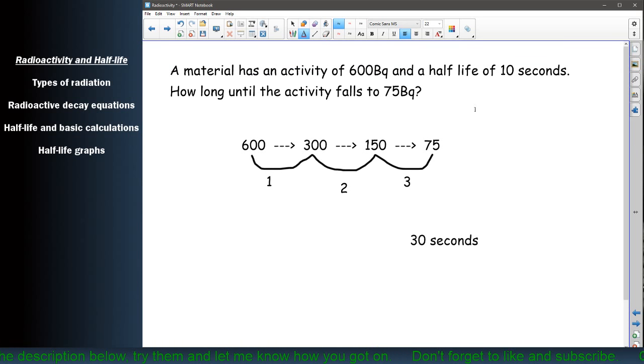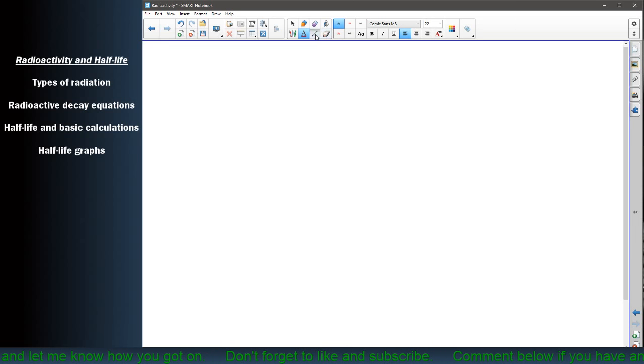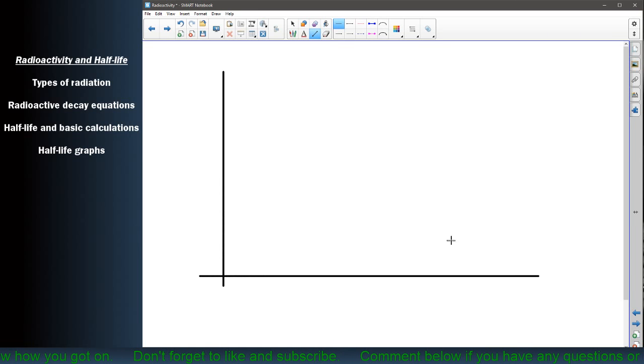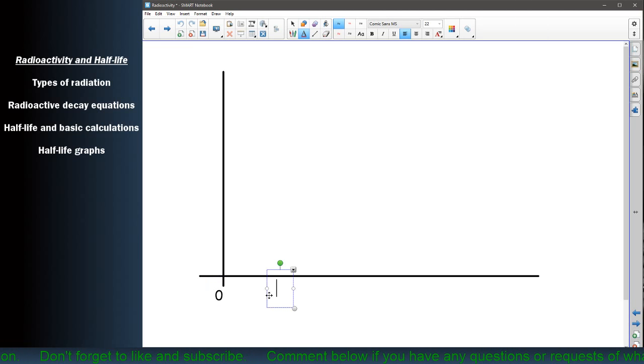Now what we want to do is take a look at our last thing, which is half-life graphs. If I plot 600 against that, let's just really quickly do that because we're running out of time. It's nearly 9 o'clock and I don't want to keep you too long. Let's do a time. So at 0 seconds here, let's grab 10 seconds roughly there, 20 seconds is about here, and 30 seconds is somewhere around there.